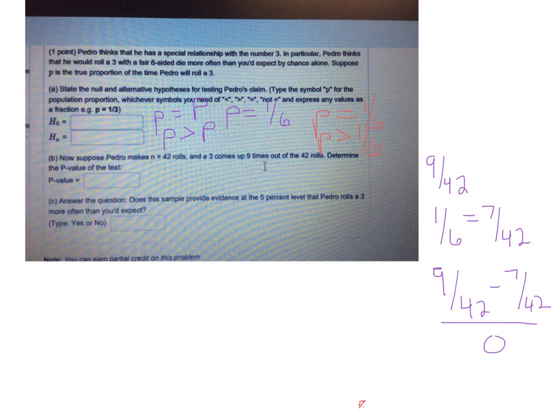And you need to find your sigma the same way that I showed you in the previous example. So you're going to use that to find a z-score, which you're then going to look up on your chart to find your p-value, and that percentage from the chart is what you're going to put in your box there, okay? Now, does this sample provide evidence at the 5% level that Pedro rolls a 3 more often than you'd expect?